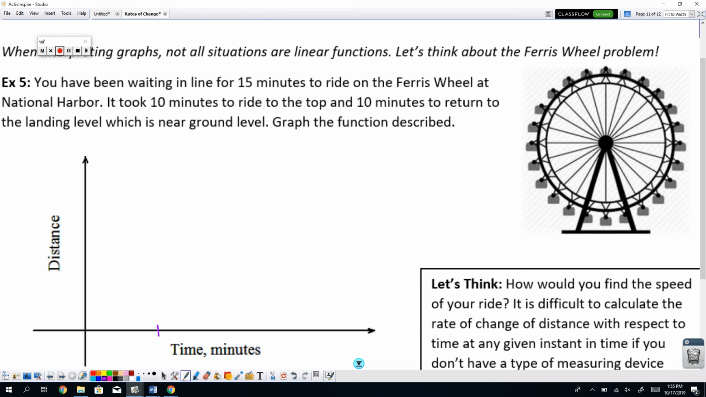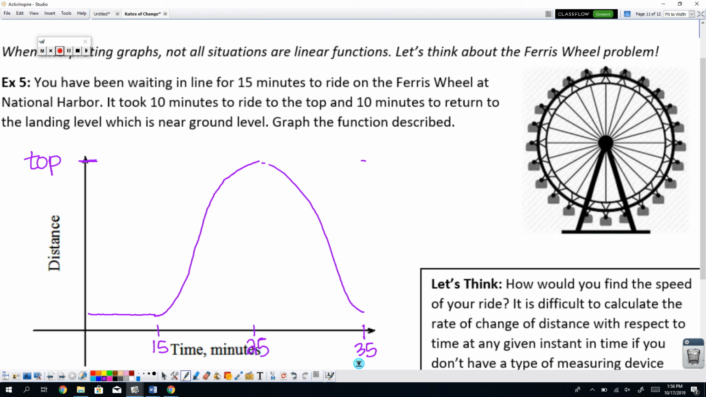So what I'm thinking is 15 minutes in, I'm still on the ground, or near ground level, landing level. Then I get to ride to the top, and that takes me 10 minutes. So we're at 25 minutes. And then I get to ride back down to the bottom, and I get to the bottom 10 minutes later, which is 35 minutes. They didn't tell me what the height is, but I'm just going to put that this is the top.